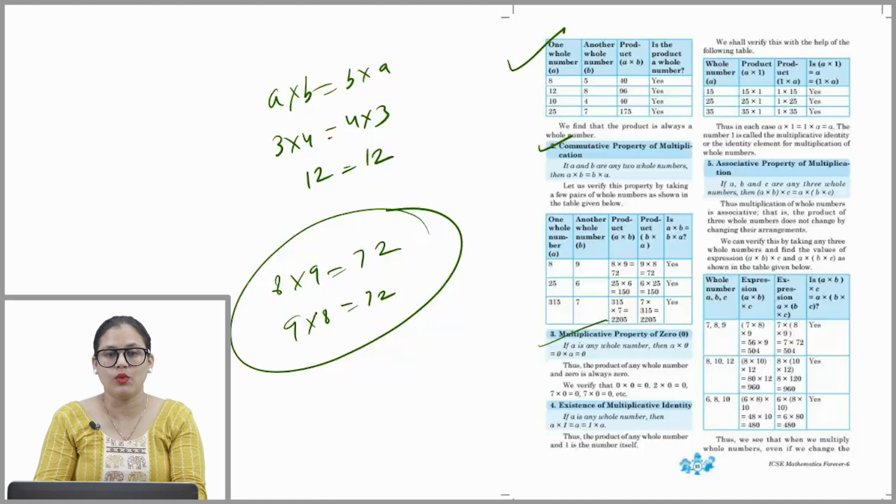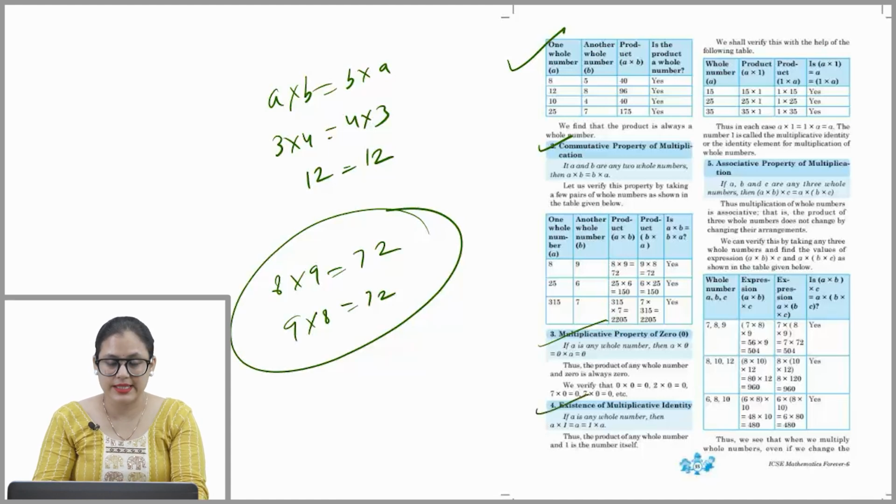If a is any whole number, then a into 0 is 0 and 0 into a is equal to 0. This product of any whole number and 0 is always 0. Whenever we multiply any number with 0, we get the product 0.